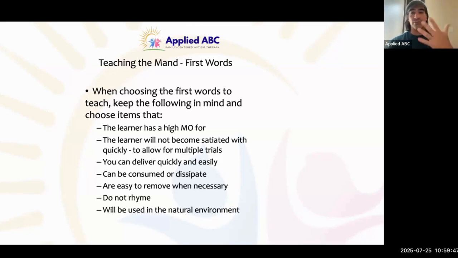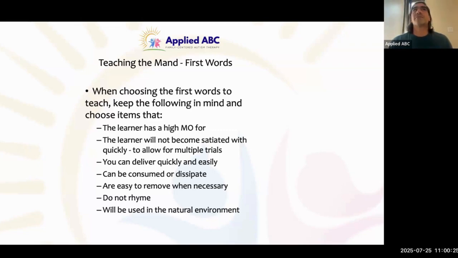You get to do a lot of trials. You get to do a lot of practice. You can deliver quickly and easily. Hand it right to them. It can be consumed or dissipate. Again, food's really easy for this kind of thing. They are easy to remove when necessary, and that's true of all instruction. You need to have complete control over the reinforcer. They can't just grab it. Do not rhyme. That's a pretty valuable one, right? It needs to be a really discrete word.